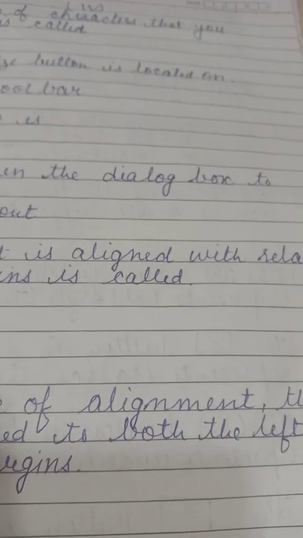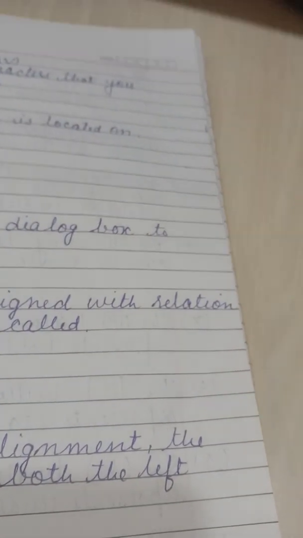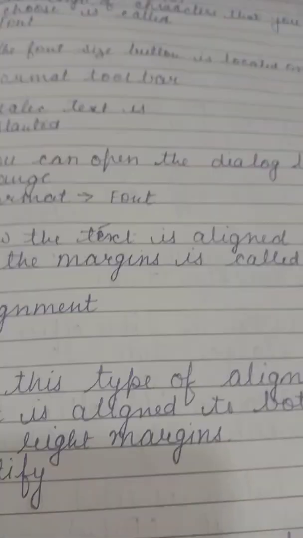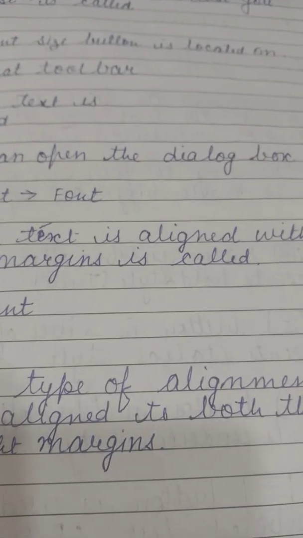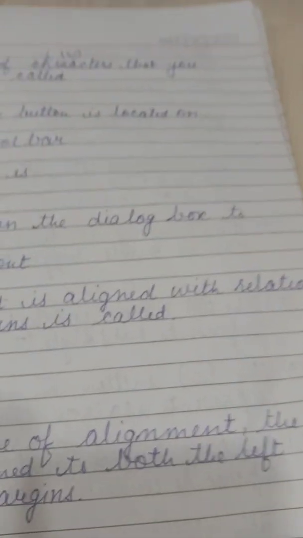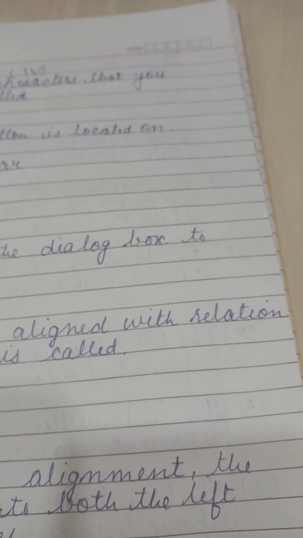How the text is aligned in relation to the margins is called alignment.